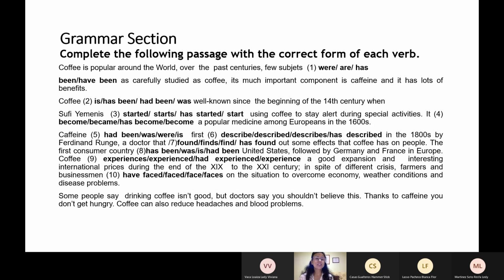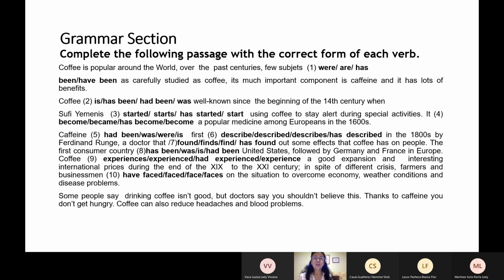Coffee. Continue, Resfa. Coffee is, has been, had been, or was well known, and remember that here says since. Resfa. Coffee has been well known since the beginning of the 14th century when Sufi Jimenez started using coffee.